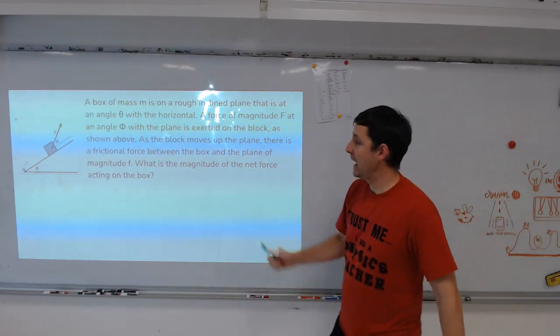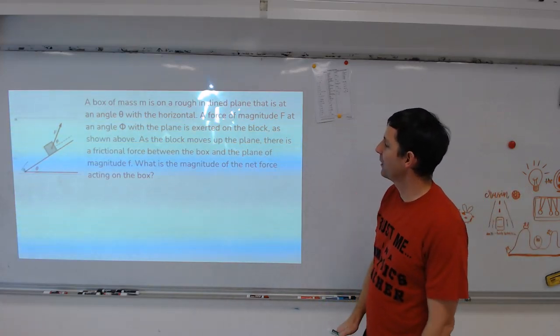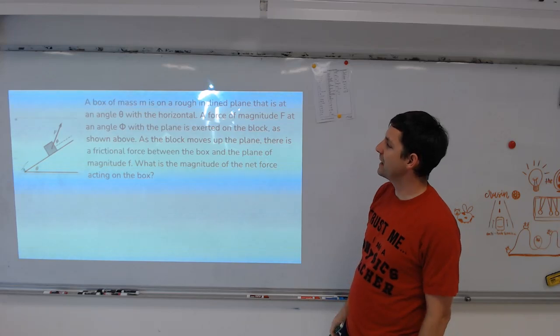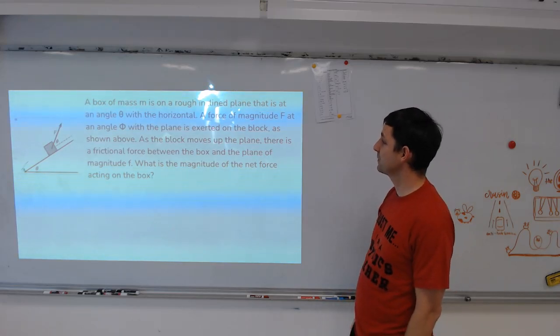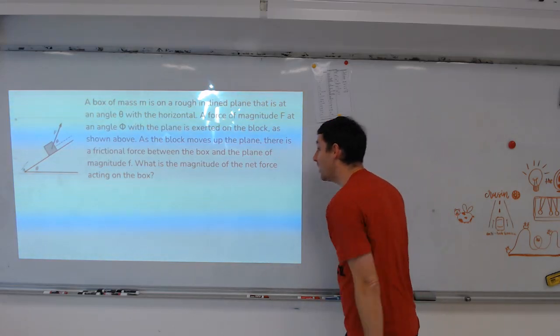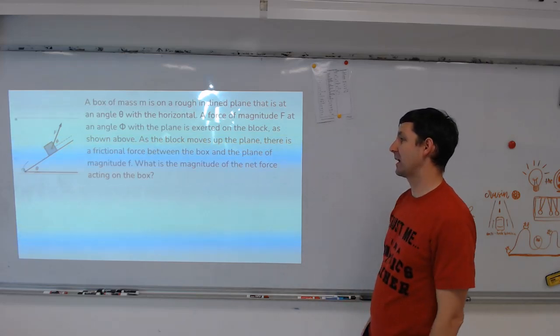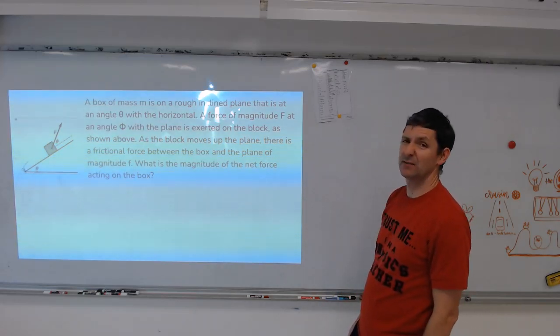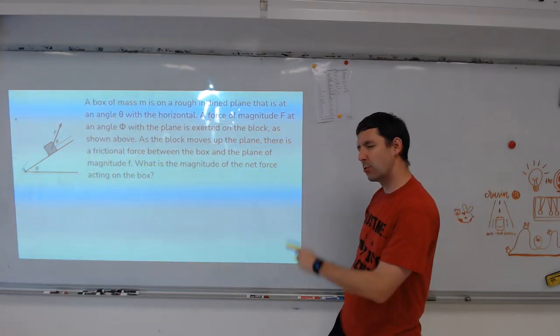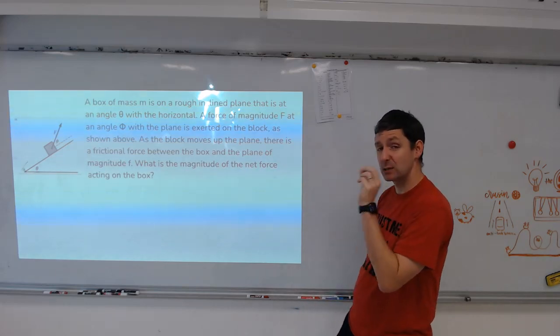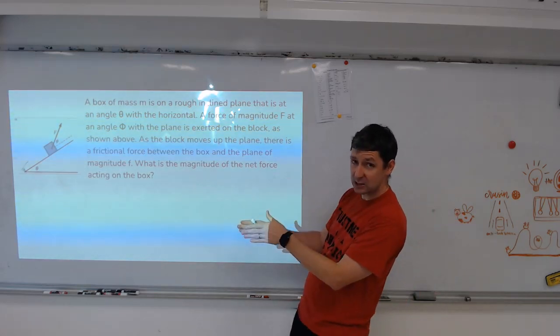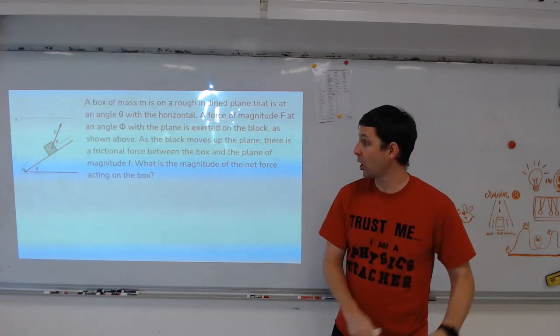Next up. A box of mass m is on a rough inclined plane that is at an angle of theta with the horizontal. A force of magnitude F at an angle theta with the plane is exerted on the block as shown above. Holy smokes, they're giving us another angle now. That's why this is a little different from the past ones. That's why this is a little harder, right? We started with the easiest ones. We're working up to the harder ones here.